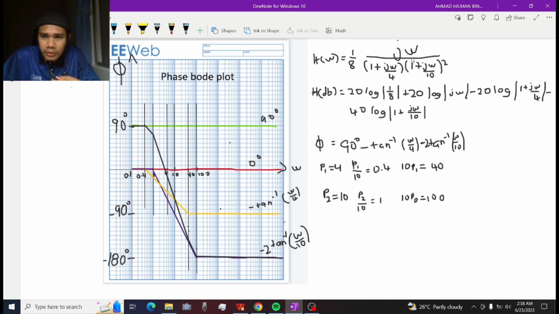Next, for the 1 plus j omega over 10 to the power of 2, since it has a power of 2, the slope will be double. So we have P equal to 10, P over 10 is equal to 1. So it will stay at 0 degree from 0.1 until 1, and then 10P is equal to 100. It will shift down to negative 180 degree at 100 because it has a power of 2.